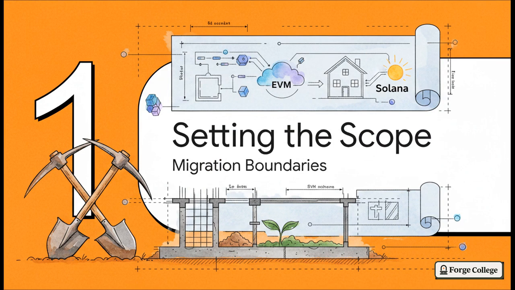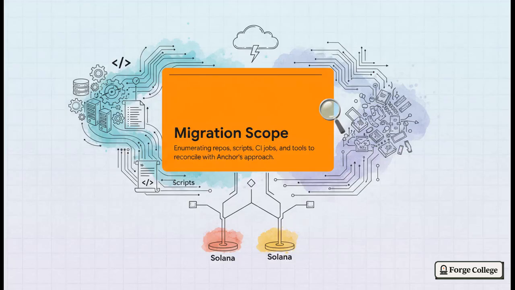This is the absolutely crucial strategic planning step we have to take before we even think about downloading new command line interfaces. So what exactly is our migration scope? Well, we're talking about ruthlessly enumerating everything, every single repository, every deployment script, your continuous integration jobs, and all those bespoke duct tape developer tools you've built up over the years. Defining this scope upfront is literally your absolute best defense against environment conflicts later down the line.